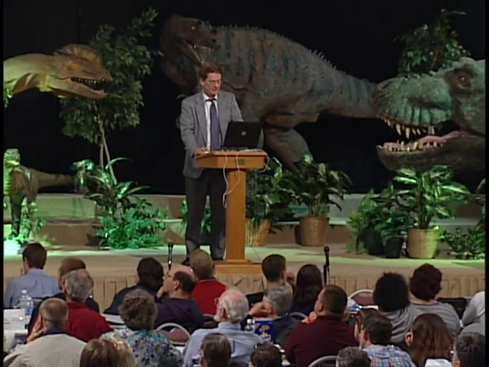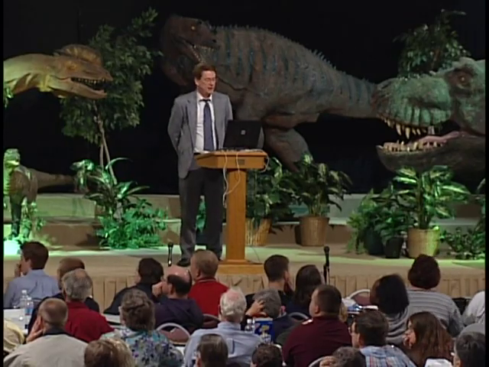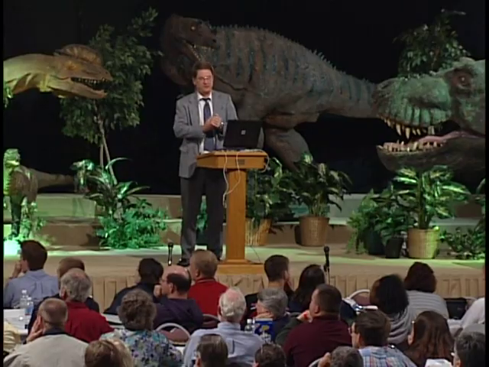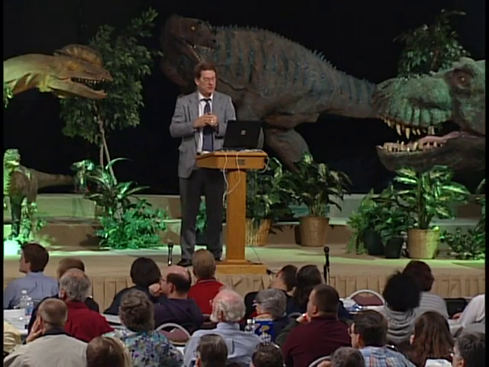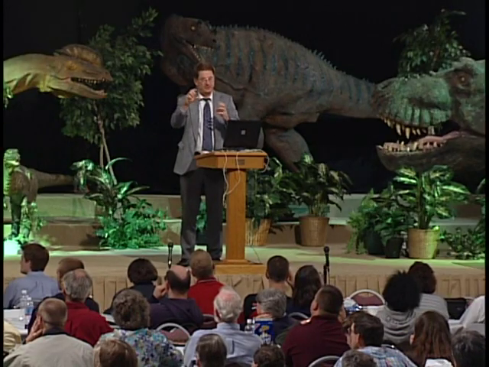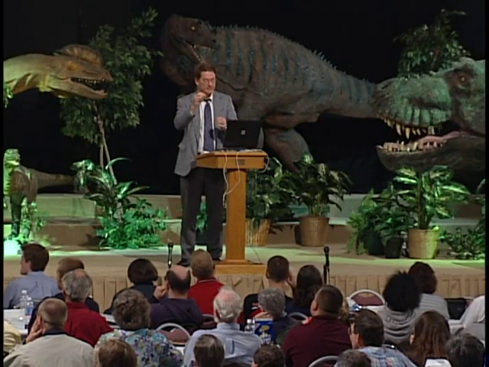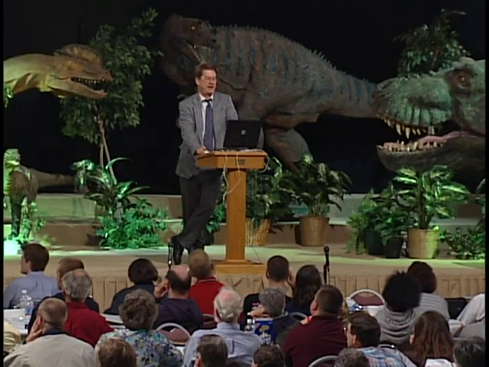Let me tell you about my work here. Mineral isochron method applied as a test to the assumptions of radioisotope dating. The ultimate date that a geologist would feel confident in is what's called an isochron date, or an isochron method. You measure the isotope ratios of multiple rocks in a cogenetic unit, or you measure different minerals in a single rock, and you plot those on a graph and use the slope of the line to indicate what's called an isochron, and then estimate the age.